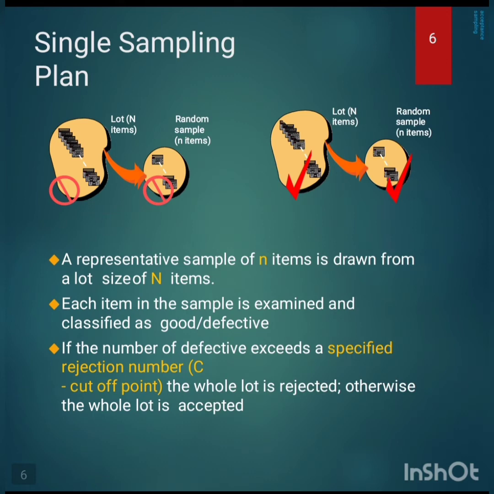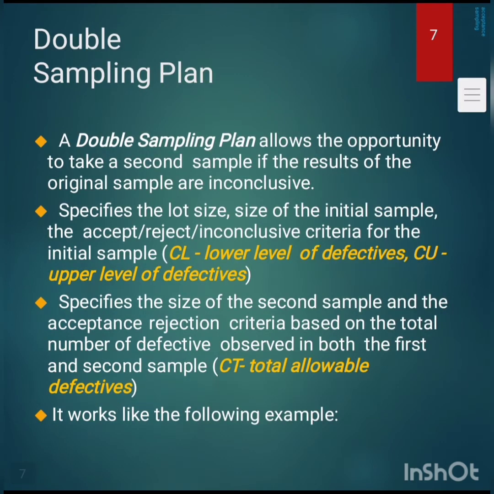In a single sampling plan, n number of items is drawn from an N size lot. The selected samples are examined for their quality. If there are more good samples than defective samples after examining, the lot gets accepted. If there are more defective samples than good samples, the lot gets rejected. Just consider a scenario in which, in the first sampling plan, a lot gets rejected.